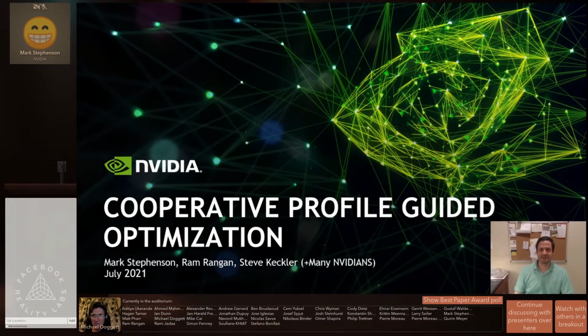Hi, my name is Mark Stephenson, and I'm excited to present our work on cooperative profile guided optimization. This is a joint work with Ram Rangan and Steve Keckler, who are also at NVIDIA, and many other NVIDIAns contributed as well.